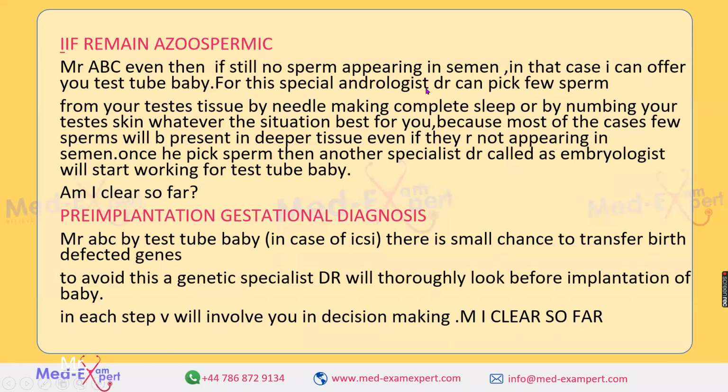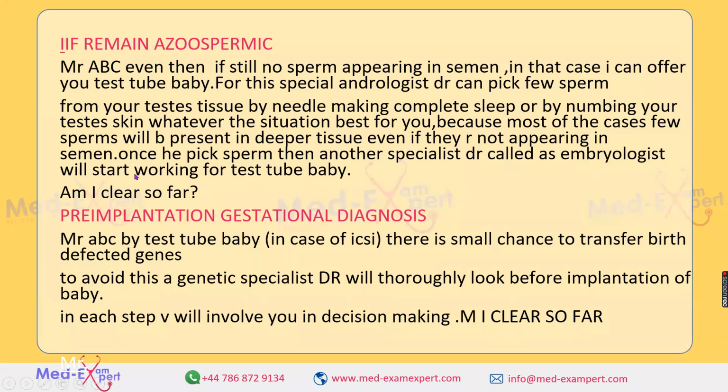For this, a special andrologist doctor can pick a few sperm from your testes tissue by needle, making a complete sleeve, or by numbing your testis skin, whatever the situation is best for you. Because in most cases, a few sperm will be present in deeper tissue, even if they are not appearing in semen. You explain the condition, because a layman doesn't know anything about the methods. Once he picks sperm, then another specialist doctor called an embryologist will start working for the test tube baby.